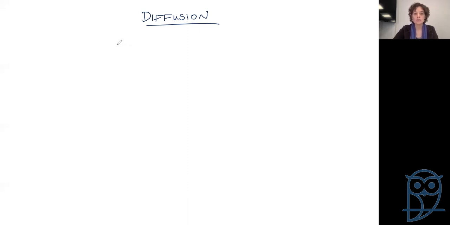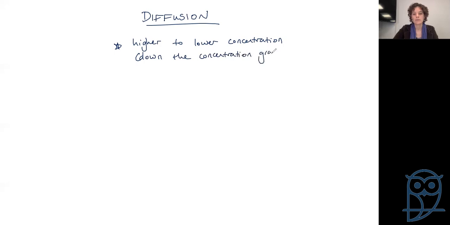So diffusion, your 2 big points is that we're moving from a higher to lower concentration. This is the same as saying down the concentration gradient. So if you say that the substance moves down the concentration gradient from a higher to a lower concentration, you're saying the same thing twice. So pick one or the other. Higher to lower concentration is nice and straightforward.